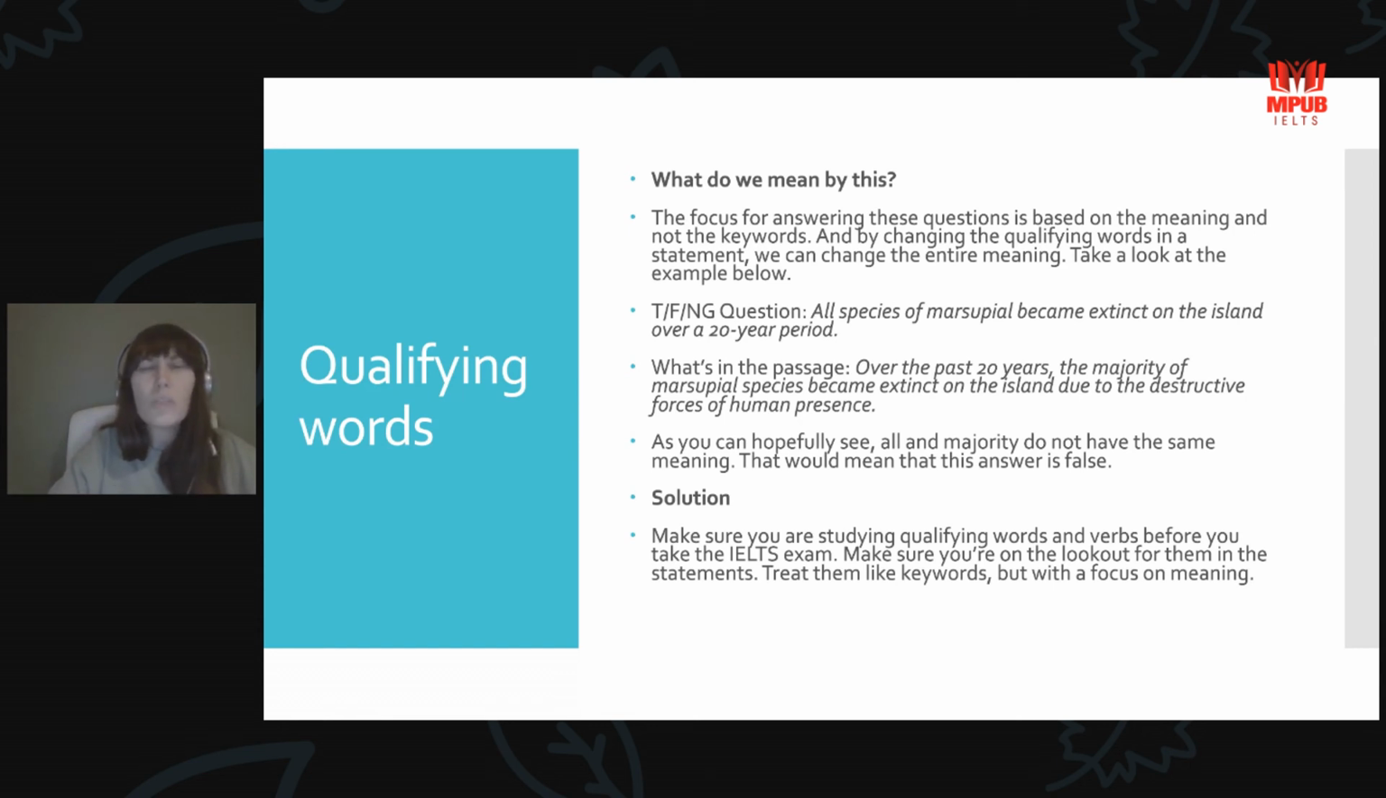And it says all species of marsupial became extinct on the island over a 20-year period. Okay, so the information that we have in the passage is this. It says, over the past 20 years, the majority of marsupial species became extinct on the island due to destructive forces of human presence. So, as you can see, or hopefully you can see, that the majority do not have the same meaning. That would mean that the answer is false.